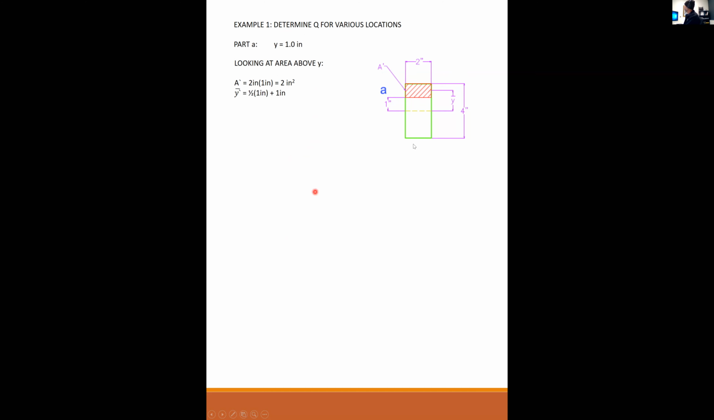Y bar is the distance from the centroid of this area to the neutral axis. This is 1 inch high, so that's a 1/2 inch plus the 1 inch. So Y bar is 1.5 inches. Therefore, Q is 2 times 1.5, which is 3 inches to the third. And by the way, Q is always measured in inches or millimeters to the third.